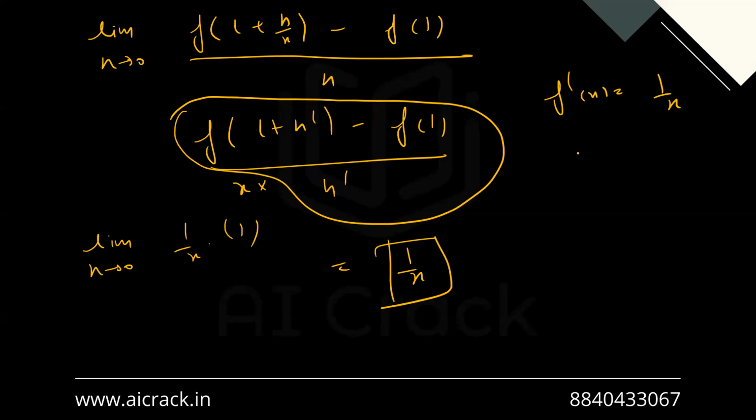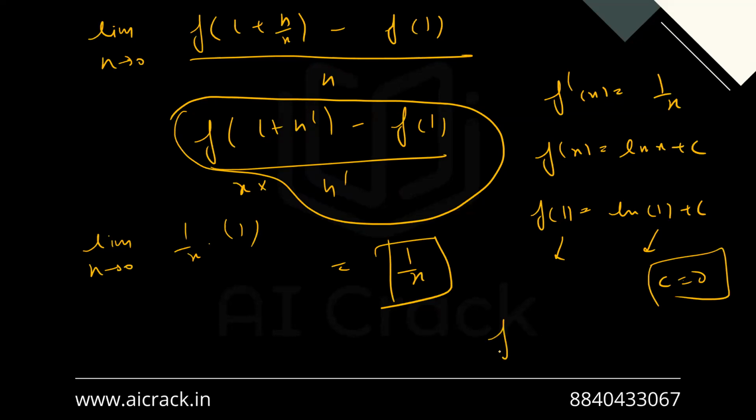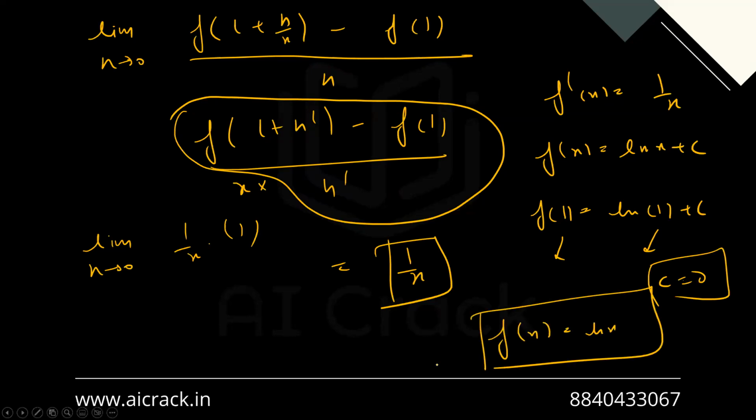Now let's integrate this. We'll get f(x) = ln x + c, because the integral of 1/x is ln x. Now to find the value of constant c, we'll put x = 1 over here. We'll get f(1) = ln 1 + c. Now ln 1 is 0, and f(1) is also 0, because we found the value of f(1) is 0. So c is also 0. So basically we have got f(x) = ln x.